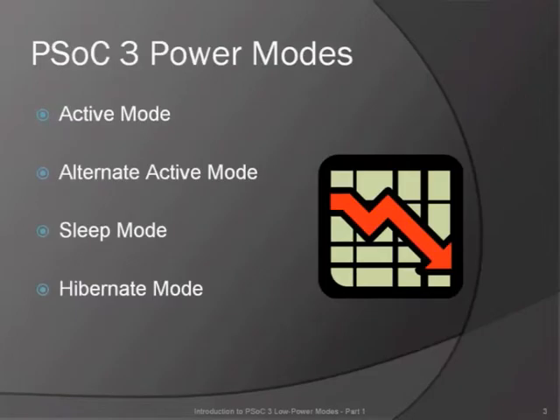PSoC 3 power modes in order of typically decreasing power consumption are Active Mode, Alternate Active Mode, Sleep Mode, and Hibernate Mode.